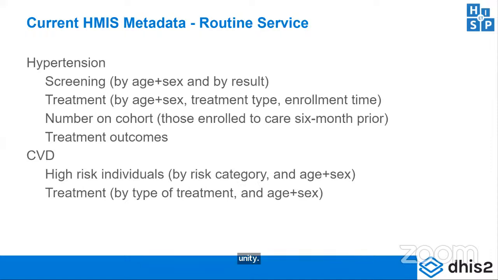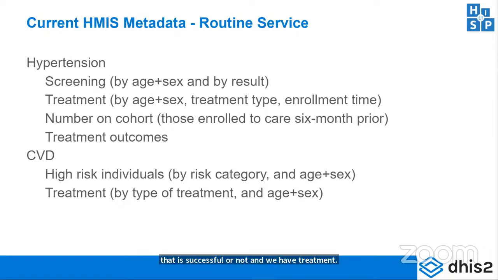Currently, as I said earlier, we have 10 indicators, but when we come to the actual data collected, we have about 29 of them. Regarding hypertension, we have screening data. We have 2 data elements, one segregated by age and sex, the other one by result. We have treatment data being collected by age and sex, by treatment type, and by enrollment type. We have number of cohorts, those enrolled to care 6 months prior. The government wants to follow if the treatment is successful or not. And we have treatment outcomes as well.